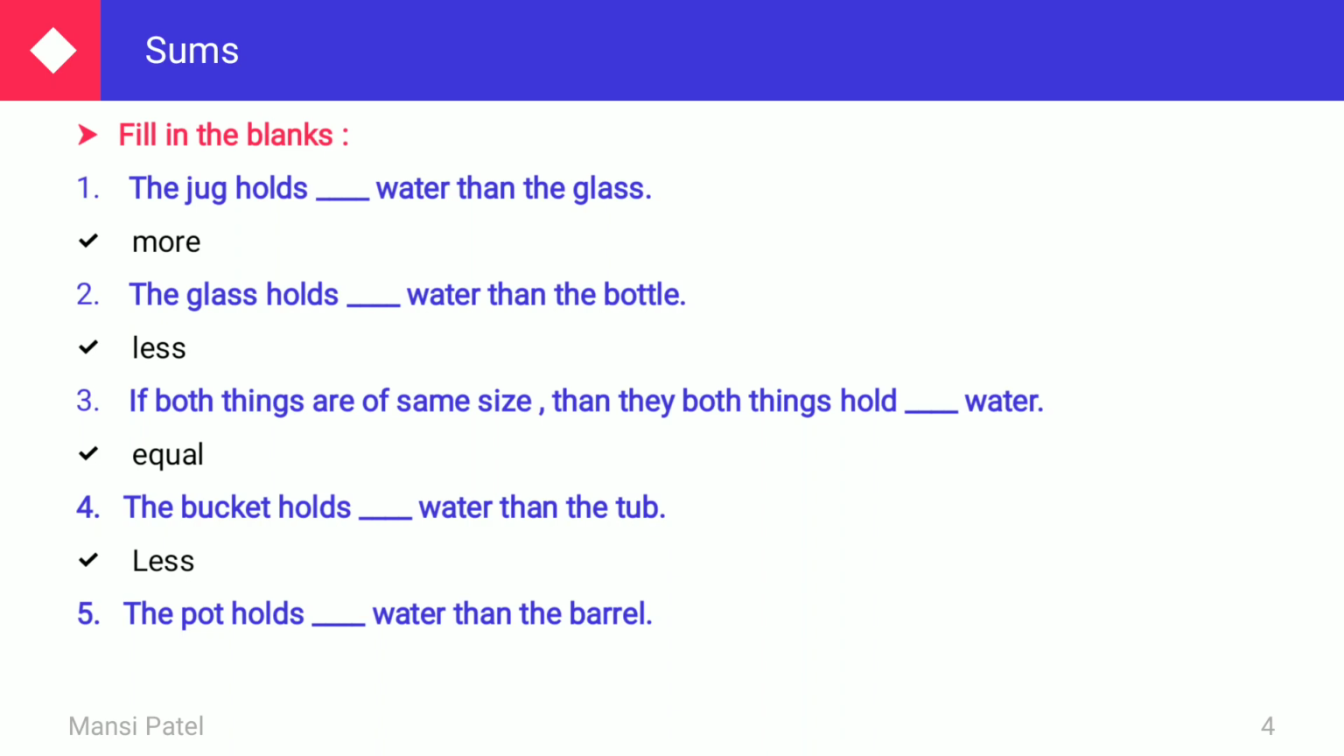Next, the pot holds dash water than the barrel. Here the pot is smaller than the barrel, therefore we can say that the pot holds less water than the barrel.